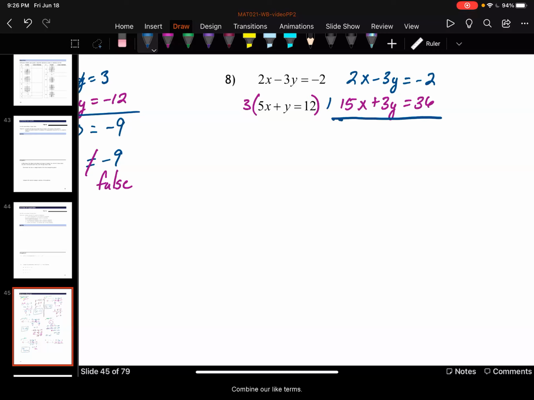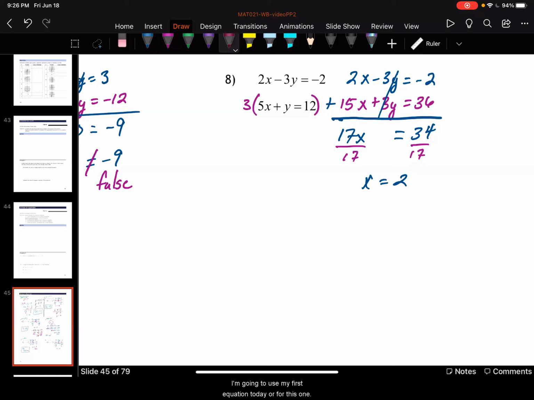Combine our like terms. 2x plus 15x is 17x. Minus 3y and a plus 3y will subtract out. And 2 and 36 will be 34. Divide both sides by 17. X equals 2. Now we need to plug that back in to find our y value.